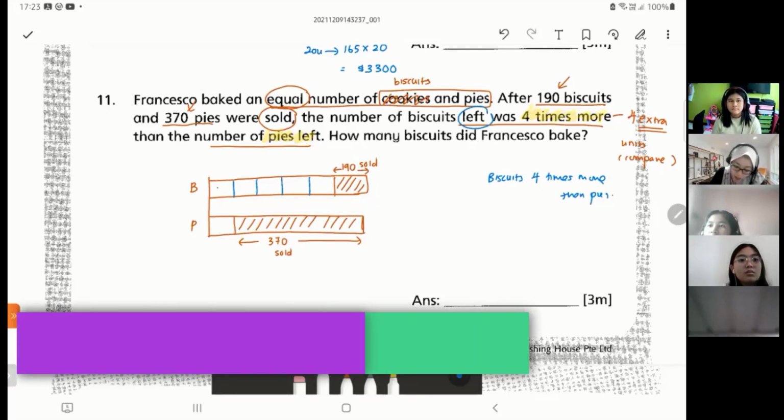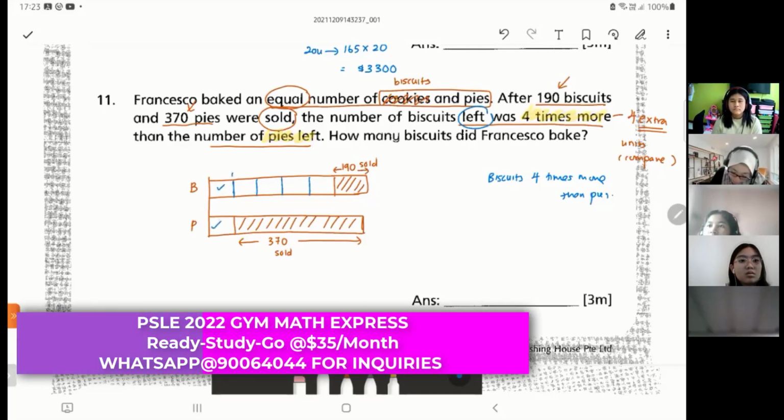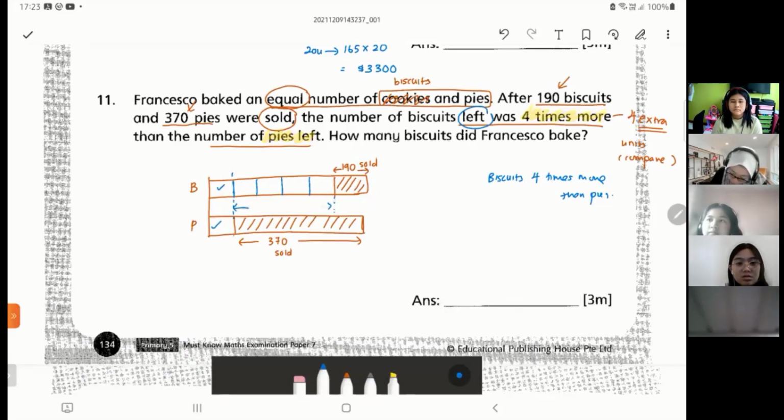Okay, this one and this one, they are the same. Can you see the 4 units in extra here? Can you see that these are the 4 units extra? The 4 units when I compare. Okay, so we are on the right track. This is 4 units extra.